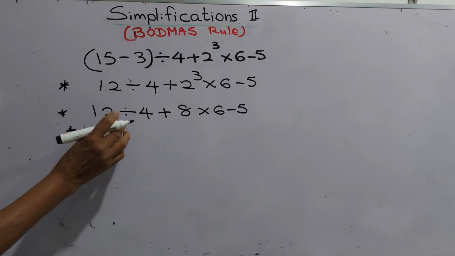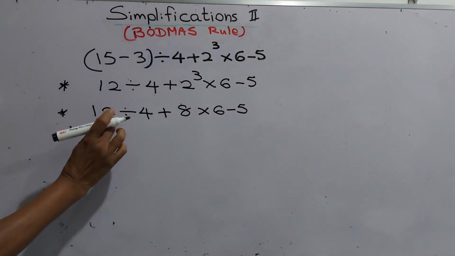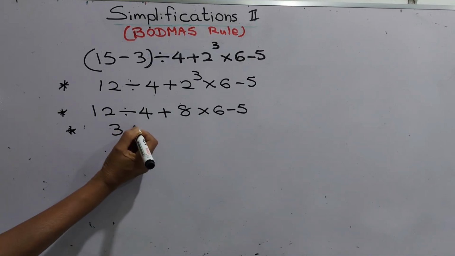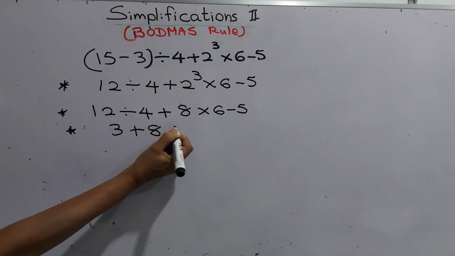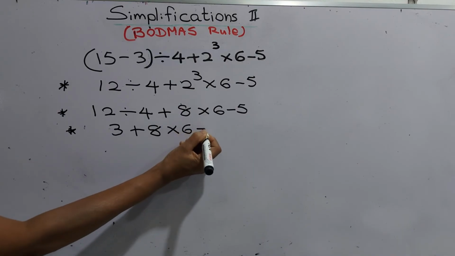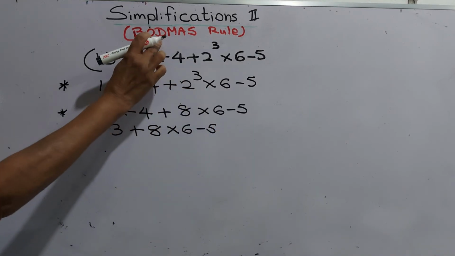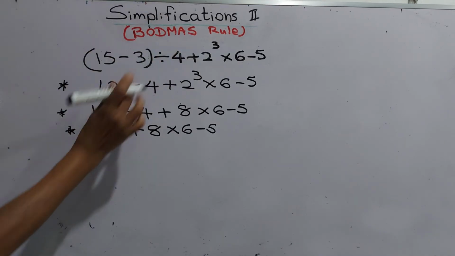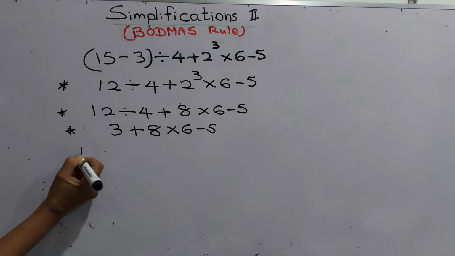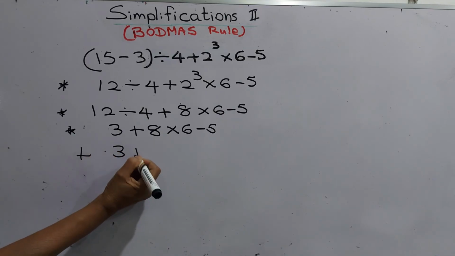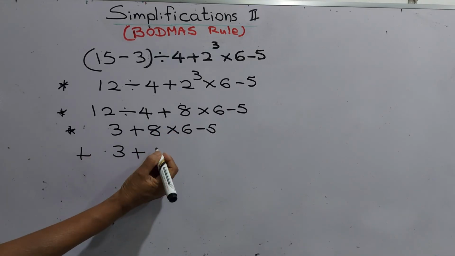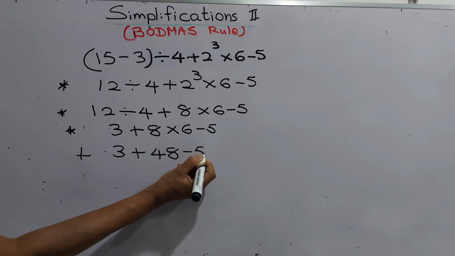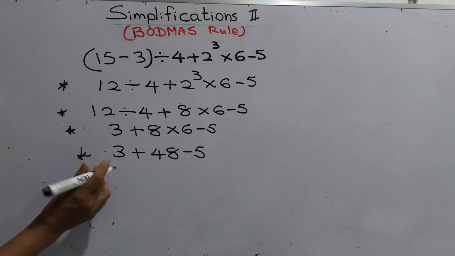Third step is D, division. 12 divided by 4, that is 3, plus 8, multiply by 6, minus 5. That is D. Then we move to the next step as the fourth step, M, multiplication. 3, add 8 into 6 is 48, subtract 5. That is the fourth step.